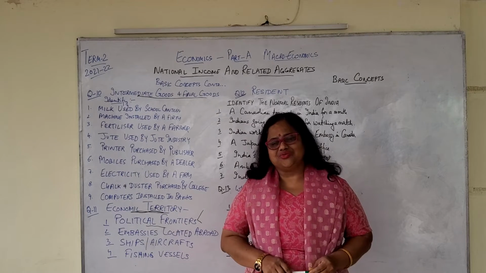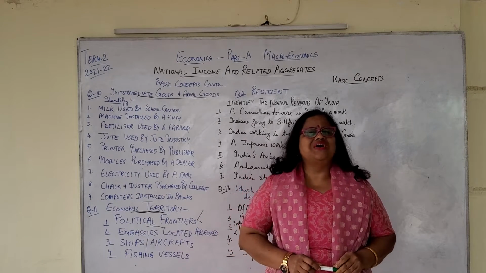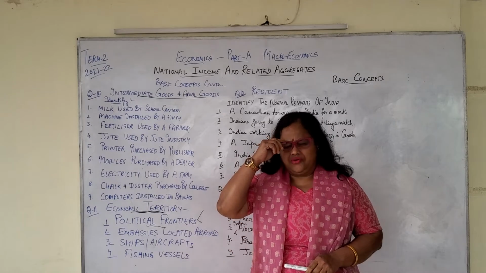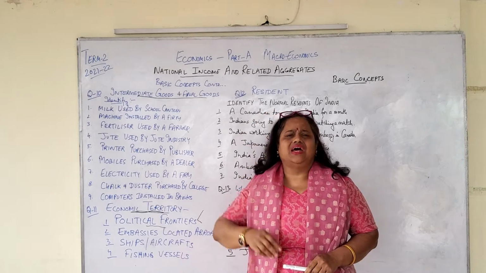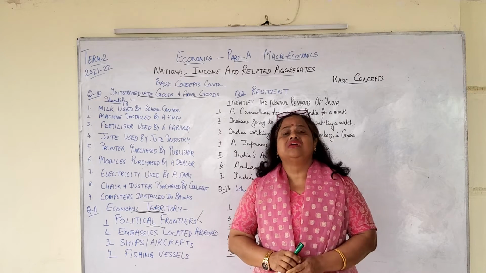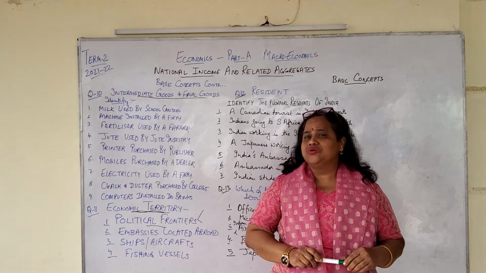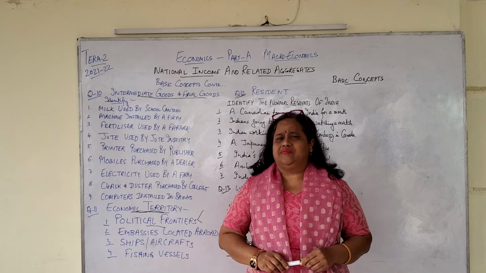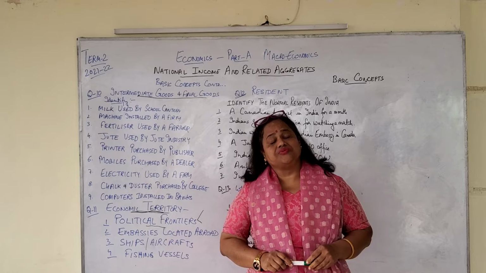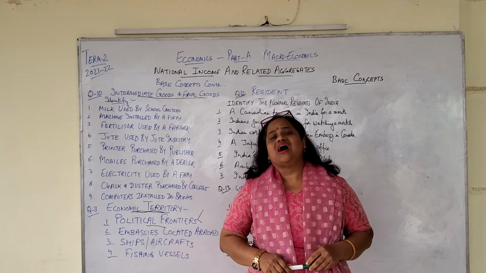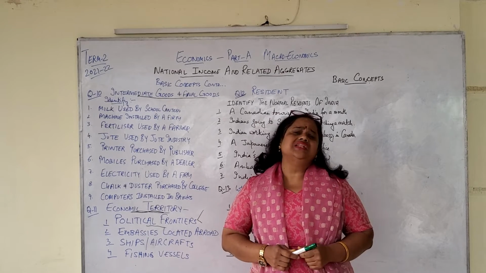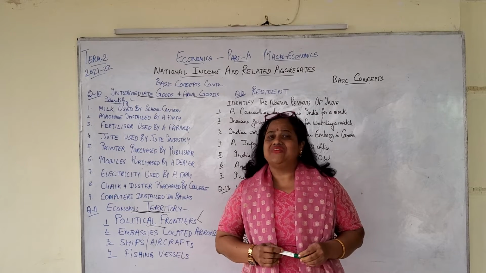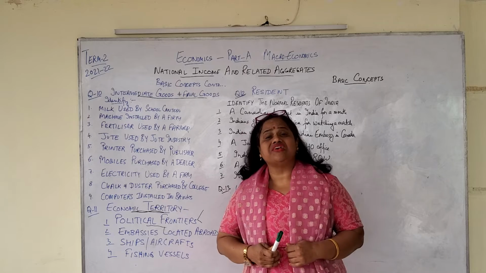Good morning, dear students. We have already started with national income and related aggregates from macroeconomics. In the previous three sessions, we have learned the difference between consumer goods and capital goods, stock and flow, the very basic concepts, such as the difference between intermediate goods and final goods, how to identify them, then the difference between depreciation and capital loss, capital and investment, gross and net investment.